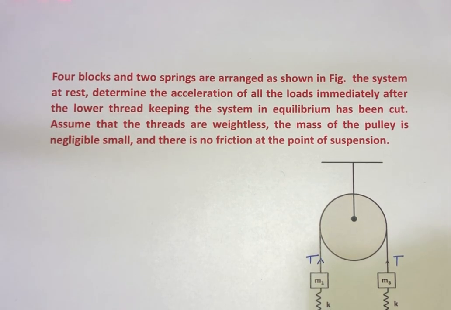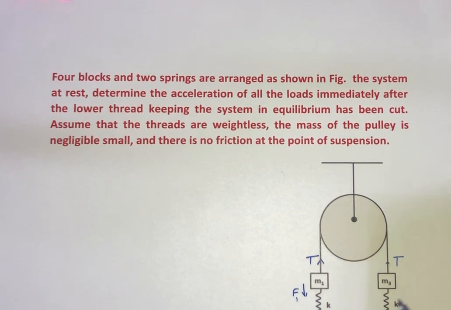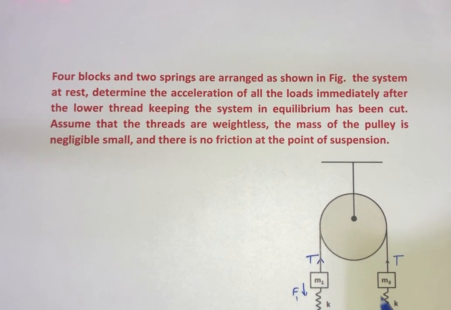and the spring constant is given as K, and we assume that the force F1 is acting on spring number 1 and force F2 is acting on spring number 2 when the thread is not cut. So these are the forces before the thread is cut.